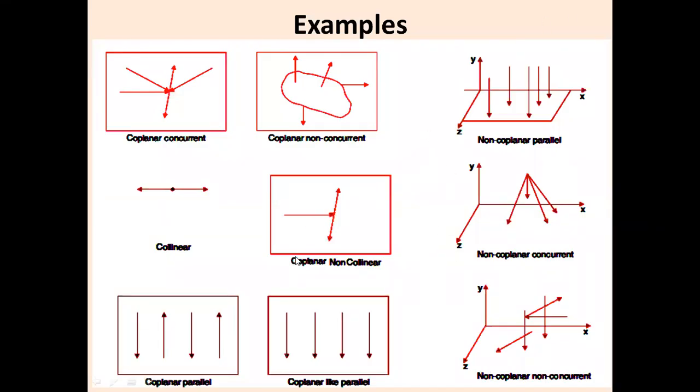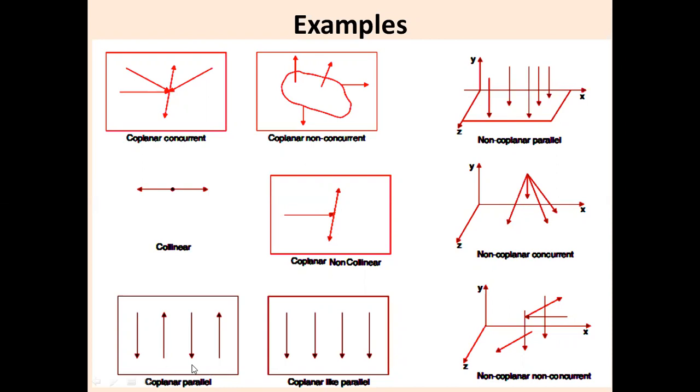Okay, these are the different force systems. See, this is collinear because all the forces are lying in the same line. What about this one? This force is in the same line, but the third force is not acting along the same line. It is in a different line. It means all the forces are in the same plane, coplanar forces, but non-collinear. Coplanar, non-collinear force system. Next one is coplanar parallel force system.